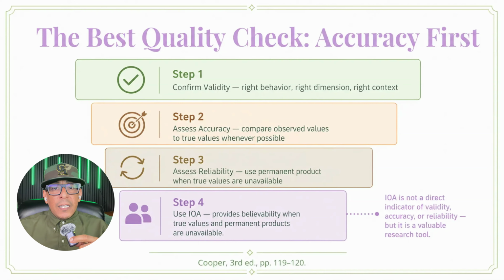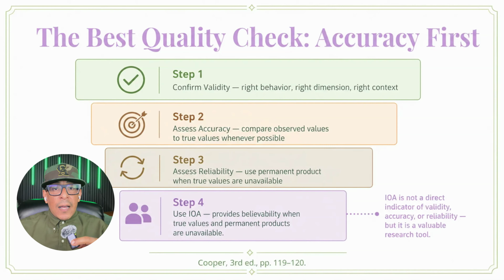After ensuring the validity of what and how behavior is being measured, behavior analysts should assess accuracy whenever possible rather than reliability or interobserver agreement. If all measurements in a data set meet an acceptable accuracy criterion, then questions about reliability and interobserver agreement become unnecessary for those accurate data. When true values are unavailable, reliability is the next best quality indicator. If true values and permanent product archives are unavailable, interobserver agreement provides a level of believability for the data.